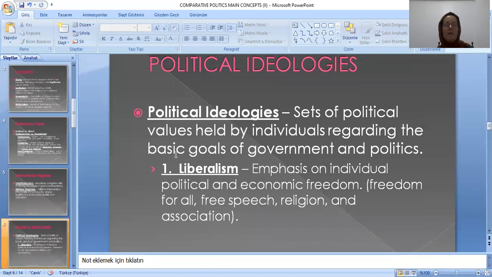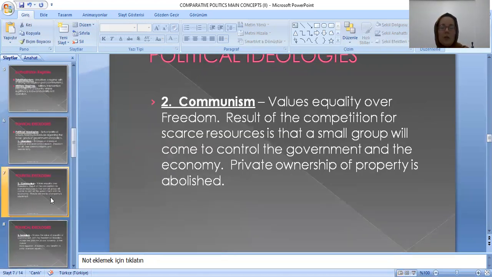Political ideologies. How can we define political ideologies? Political ideologies are sets of political values held by individuals regarding the basic goals of government and politics. Liberalism is an important political ideology. It puts emphasis on individual political and economic freedom, freedom for all, free speech, religion, or association. Another ideology is communism. It values equality over freedom. The result of the competition for scarce resources is that a small group will come to control the government and the economy. Private ownership of property is abolished in communist regimes.